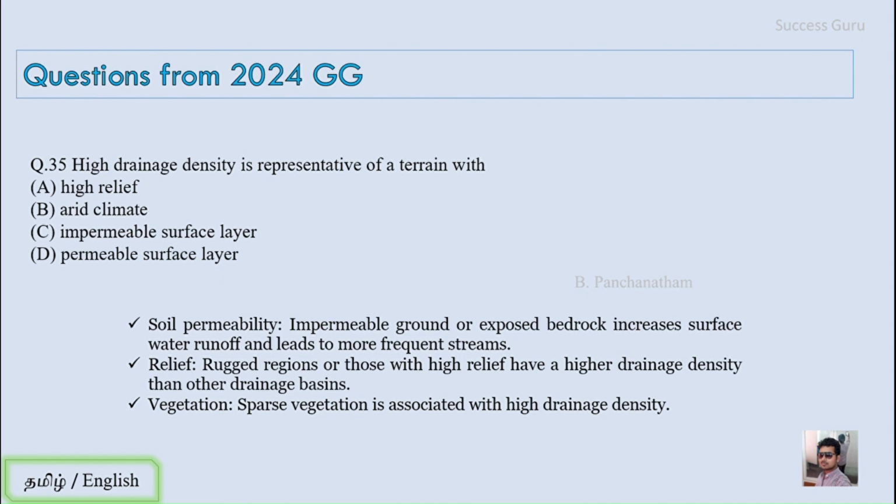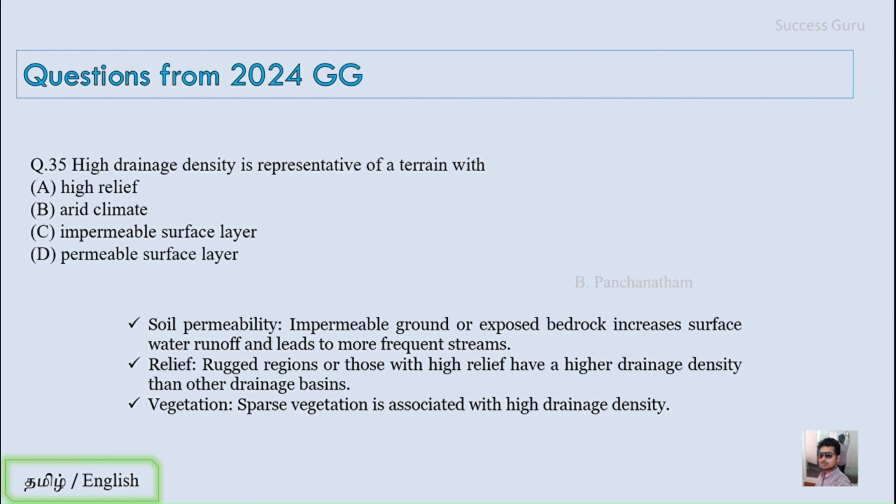So the first reason could be the soil or bedrock permeability. If an impermeable rock is present below the surface, then the infiltration rate will be very less, right? When the infiltration rate is less, what happens? The surface runoff will be very high, right? So that is the first and foremost reason for that.